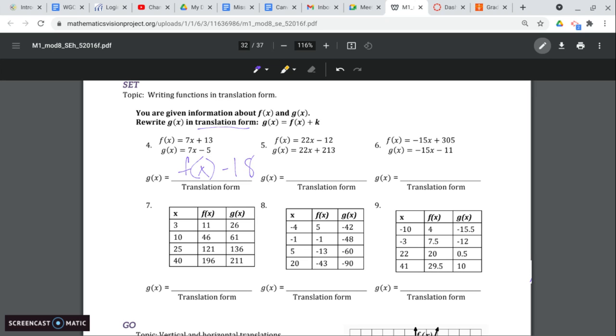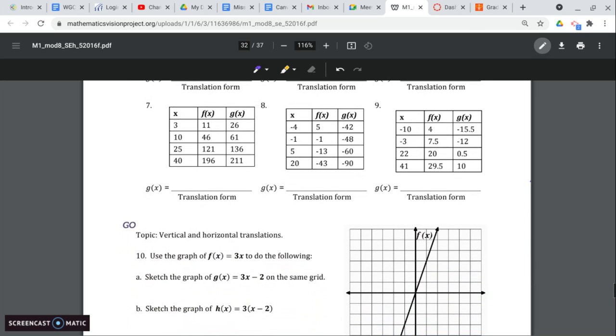Now, on the tables, it's definitely a little harder to see, but here at 3, we have f of x is 11, g of x is 26. What do you do to 11 to get to 26? We add 15. What do you do to 46 to get to 61? You add 15, and so on and so forth. So it's g of x equals f of x plus 15. You're just comparing these two columns in the table.